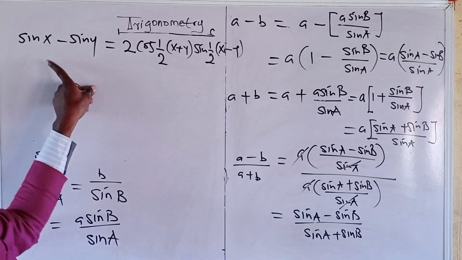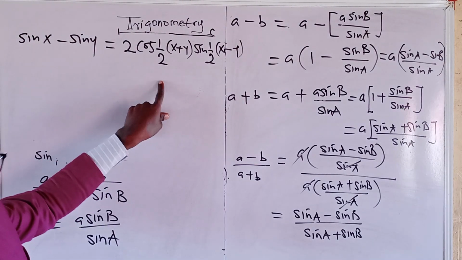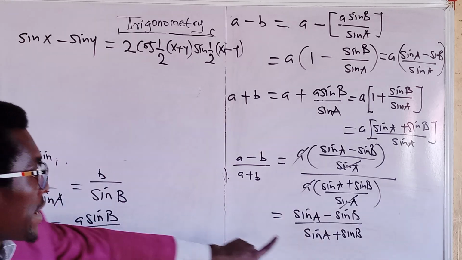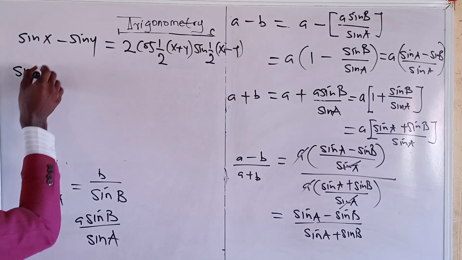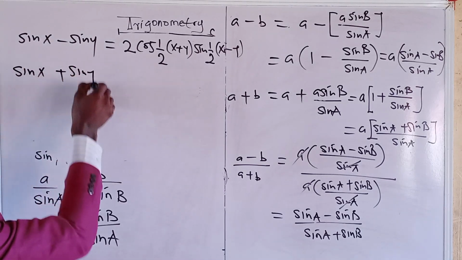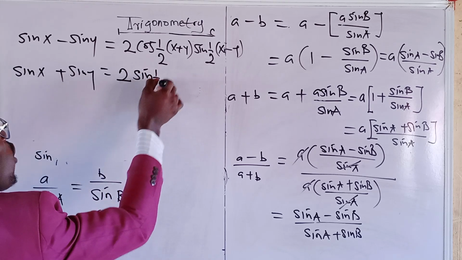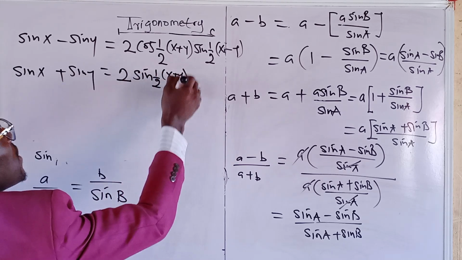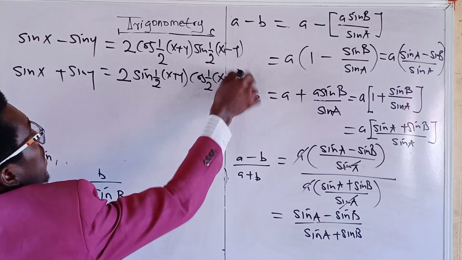You have to copy it. If this is the first time you have seen it, I advise you to copy it. Similarly, the sine of A plus sine of B can be written as, so we can have sine of x plus sine of y. This is equal to 2 sine of half of (x plus y) cosine of half of (x minus y). Can you see that?